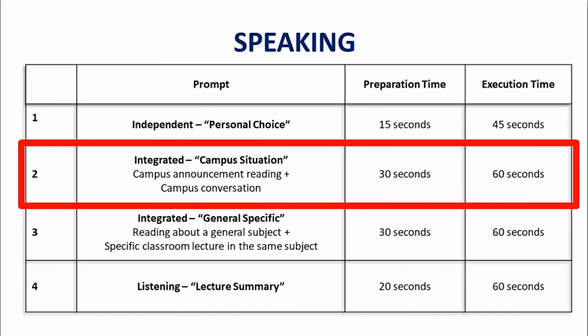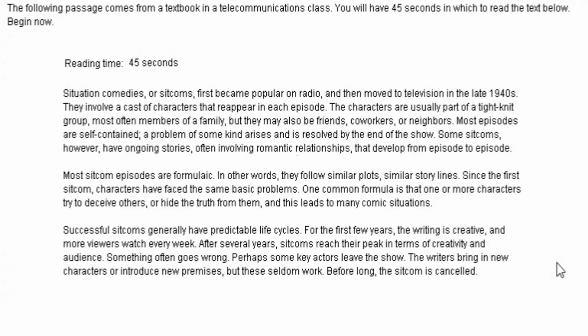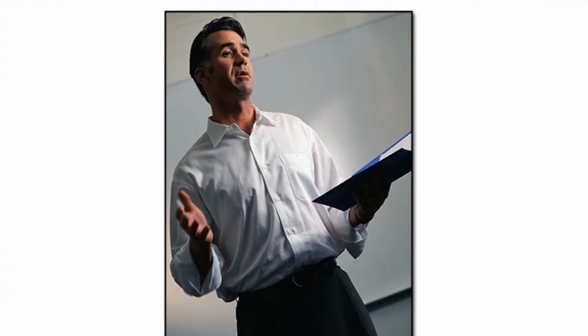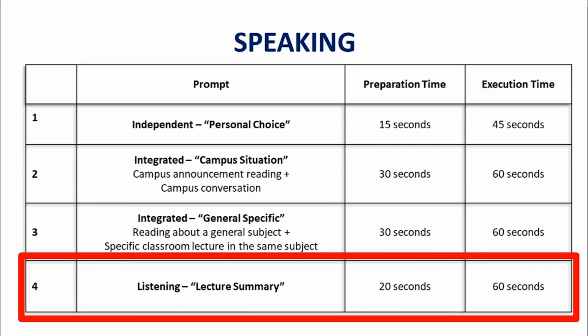The third question is called general specific. It's also an integrated question. You will first need to read a short academic article, and then the professor in the audio will be talking about that article, usually giving more examples. And the fourth question is an integrated question. You will listen to an audio, which is basically a very short lecture on an academic topic, and then you will need to summarize that audio in 1 minute.